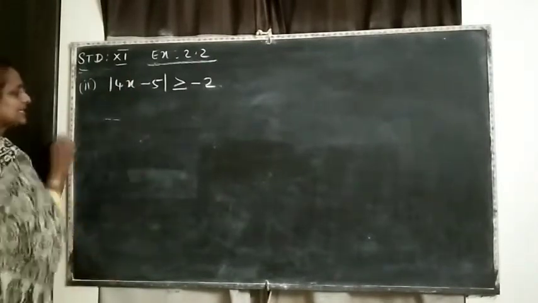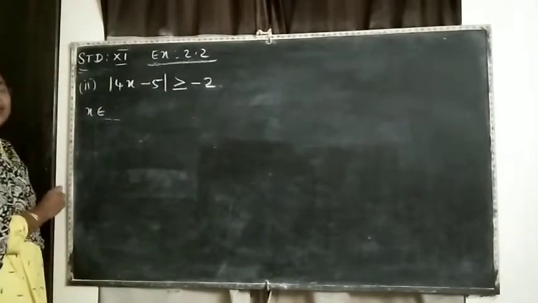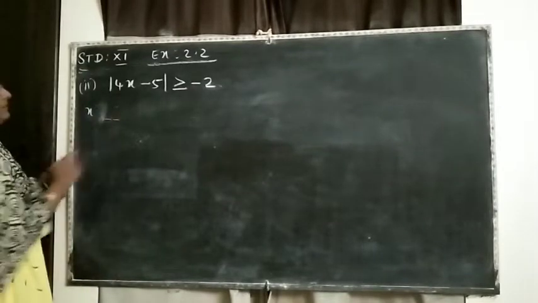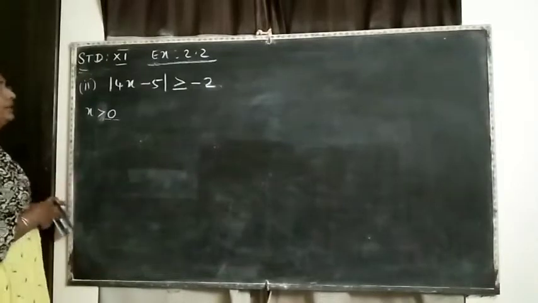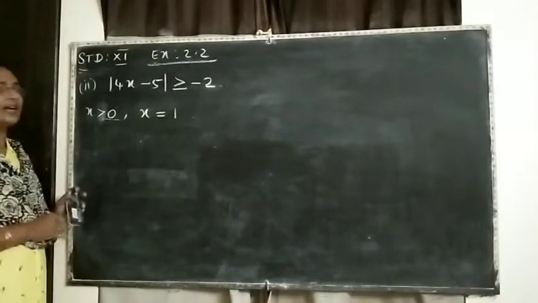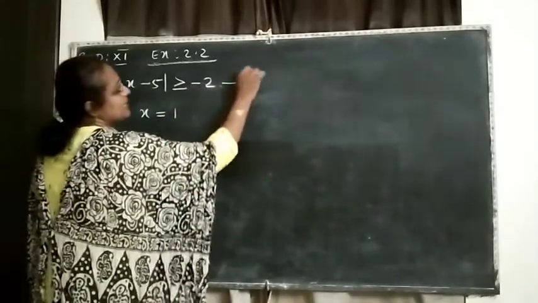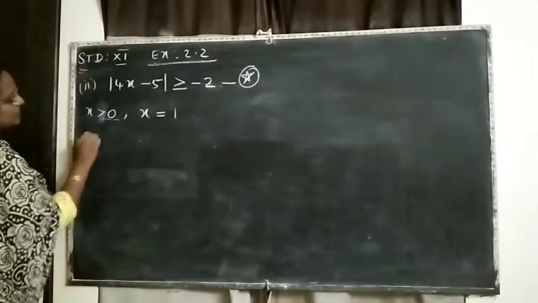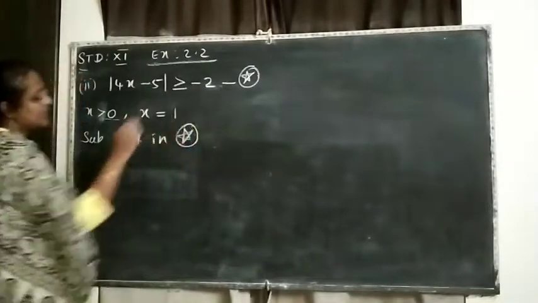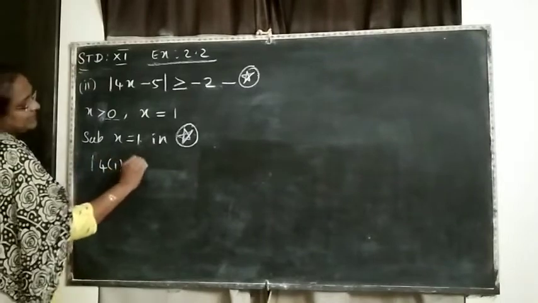Okay, now let's discuss. Let us assume x belongs to the positive values, that is x is greater than 0. We'll discuss for x greater than 0. Now shall we take the simplest value, x is equal to 1? Now we'll substitute x is equal to 1 in this equation. So let's take this as the star equation. Now substitute x is equal to 1 in the star equation. Yes or no? Now substitute modulus of 4 into 1 minus 5.